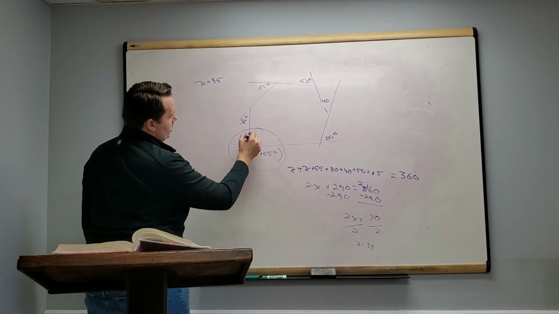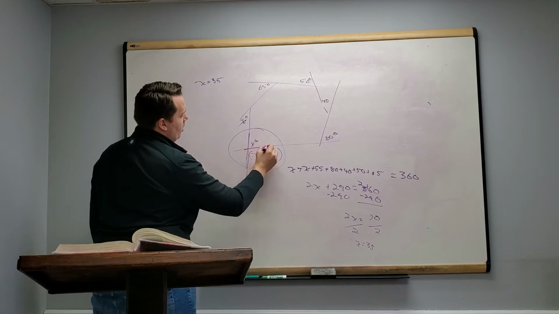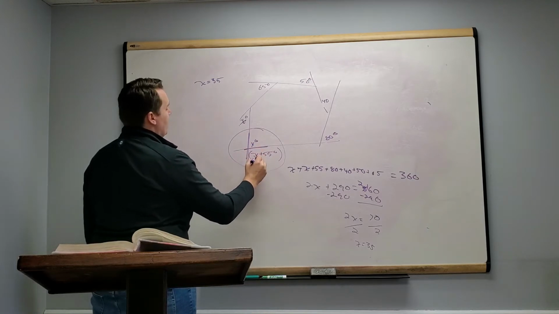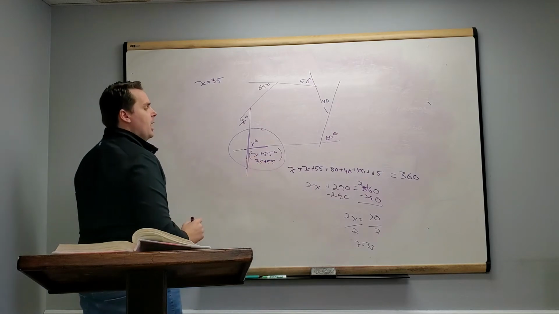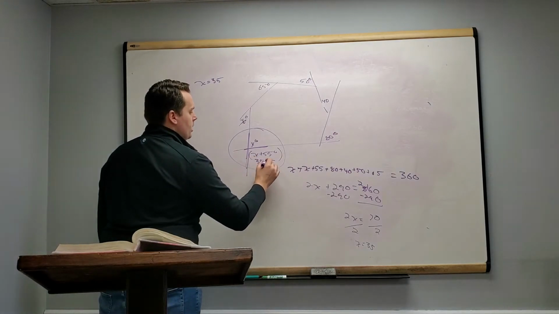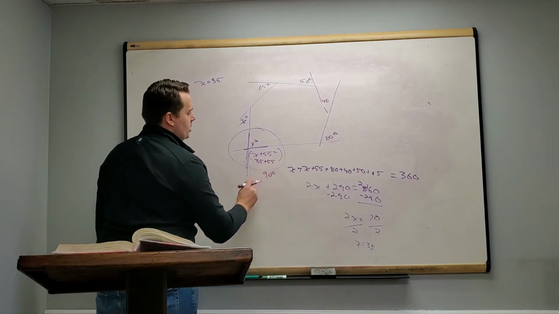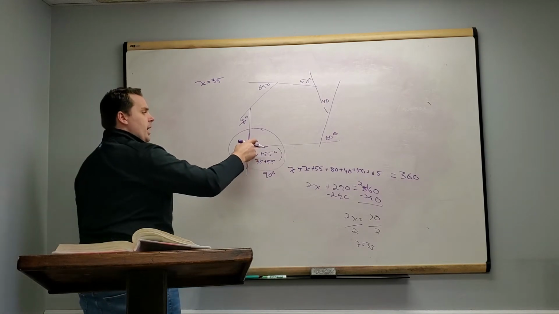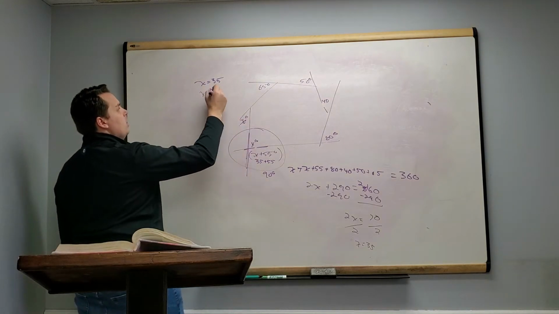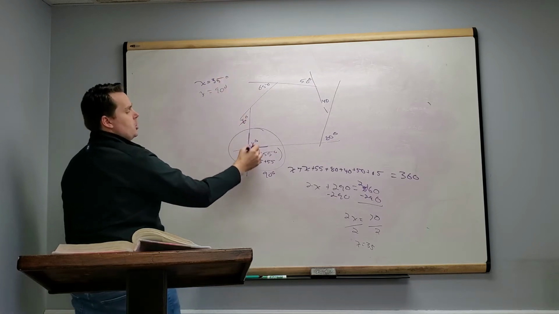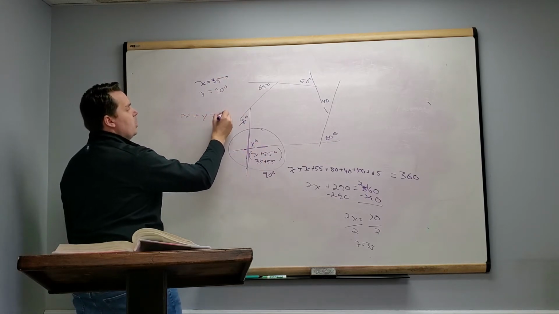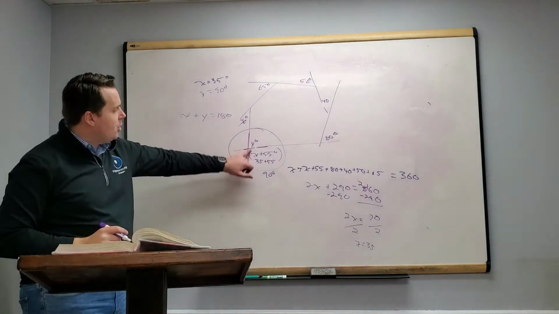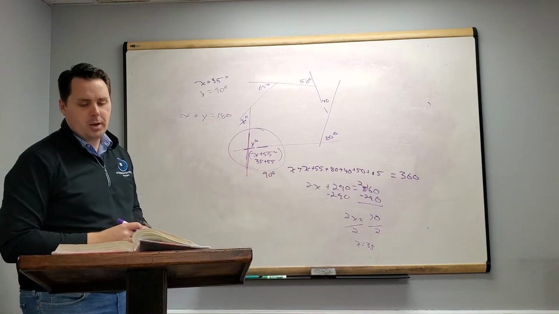Now let's draw attention to right here. If this is my angle, and I know that x is 35, 35 plus 55, when I substitute the value in, is 90 degrees. So if this side is 90 degrees, what does y equal? Y equals 90 degrees also, because x plus y equals 180 degrees on that straight line.